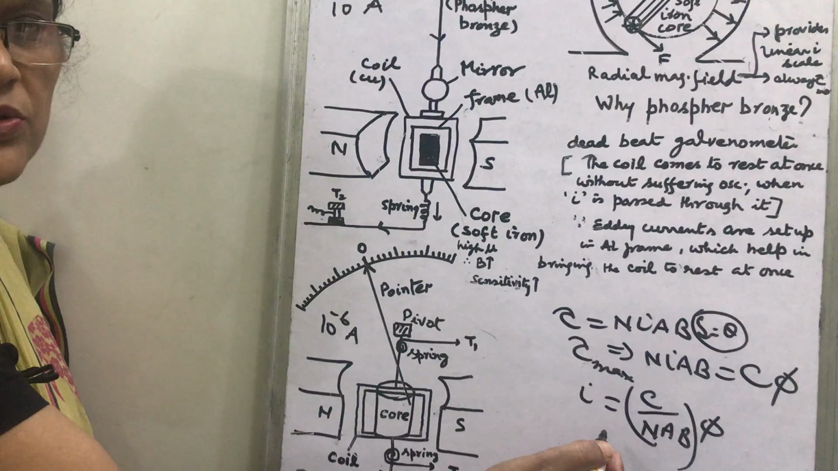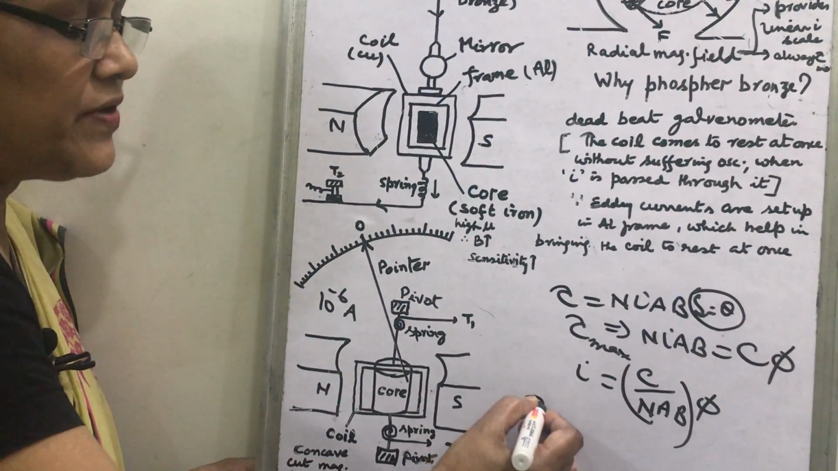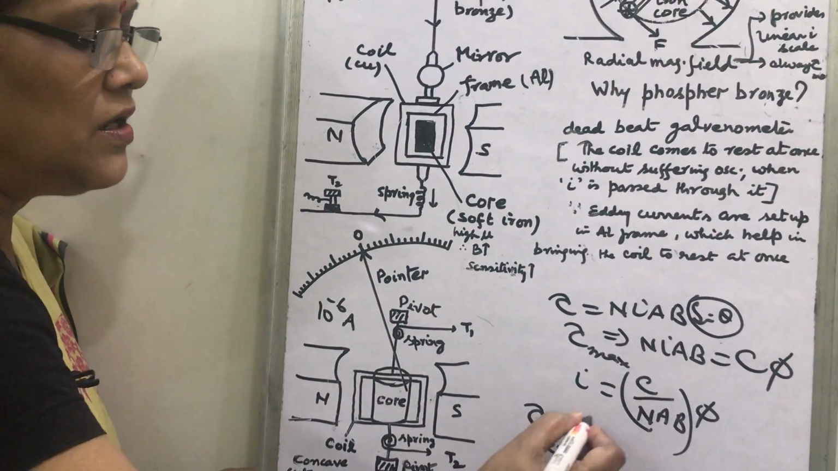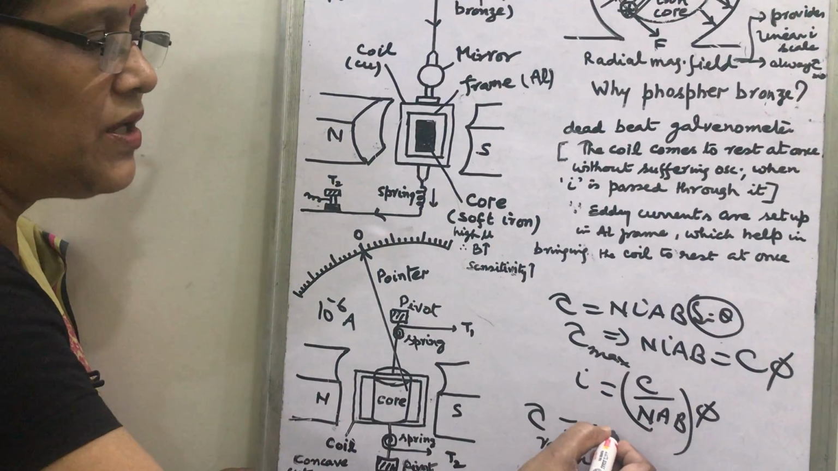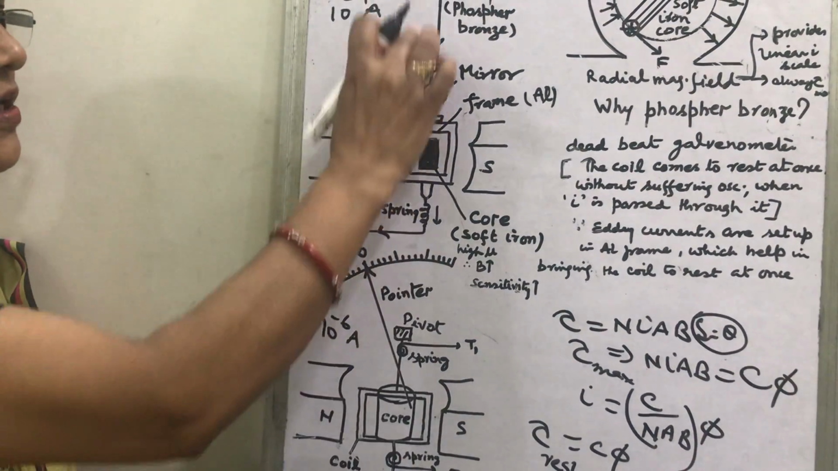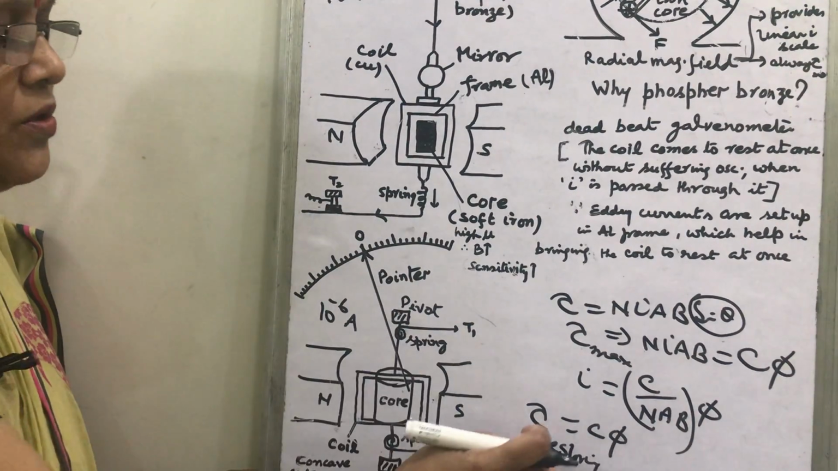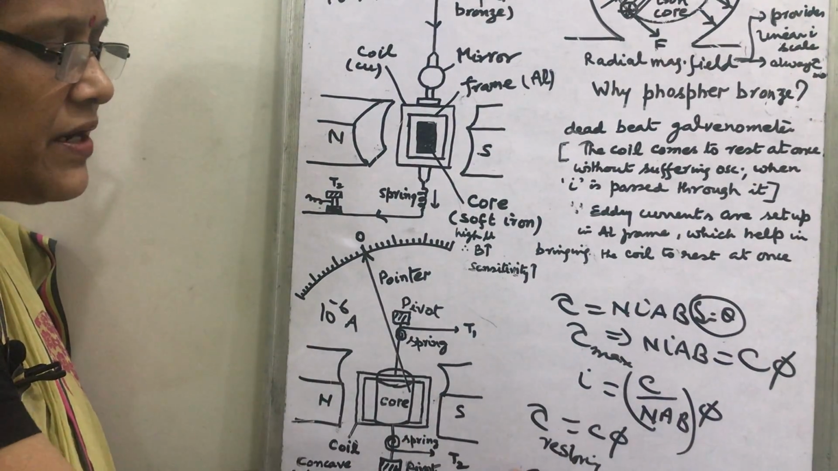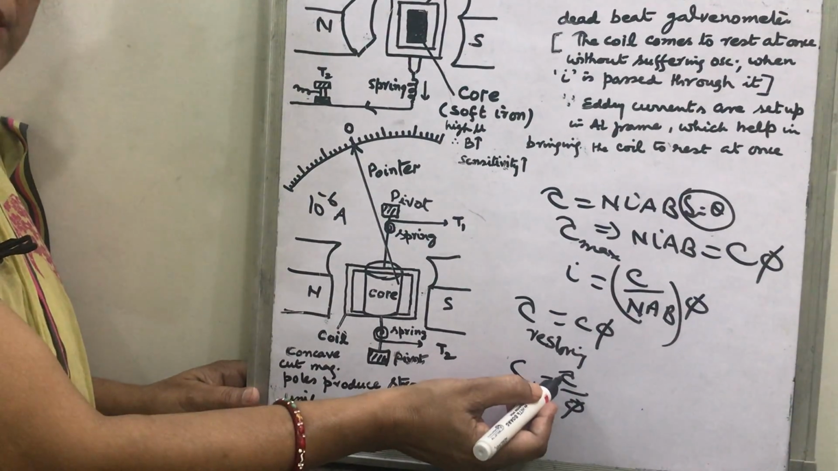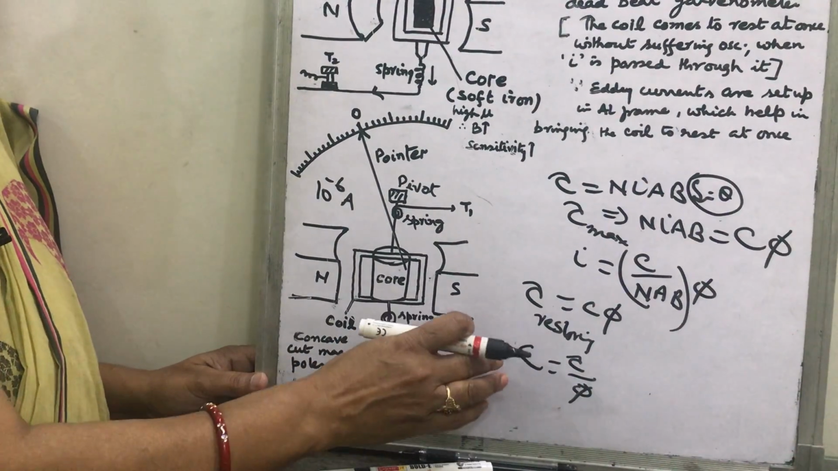And in this C upon NAB, this C is the torsional constant. This torsional constant is also defined through the restoring torque. The restoring torque is C phi. Phi is the twist in the spring, the twist in the phosphor bronze strip and in the spring. So how will you define this C? You can write C as torque upon phi, that is, restoring torque per unit twist, because these are the definitions which are asked in 1 mark questions.